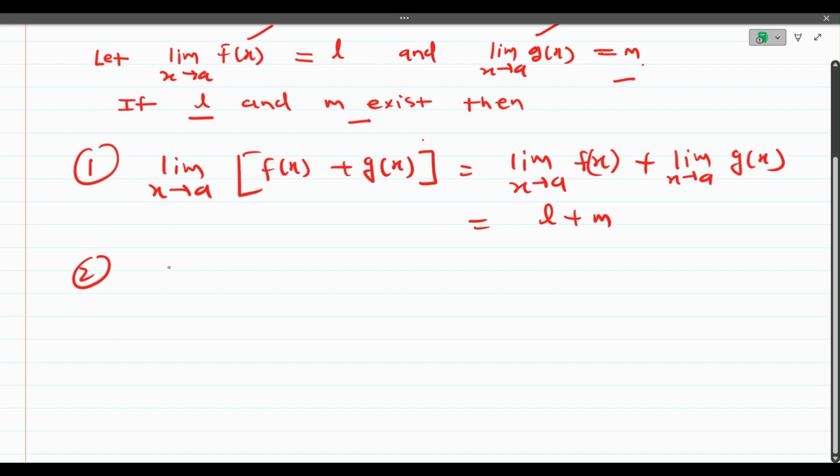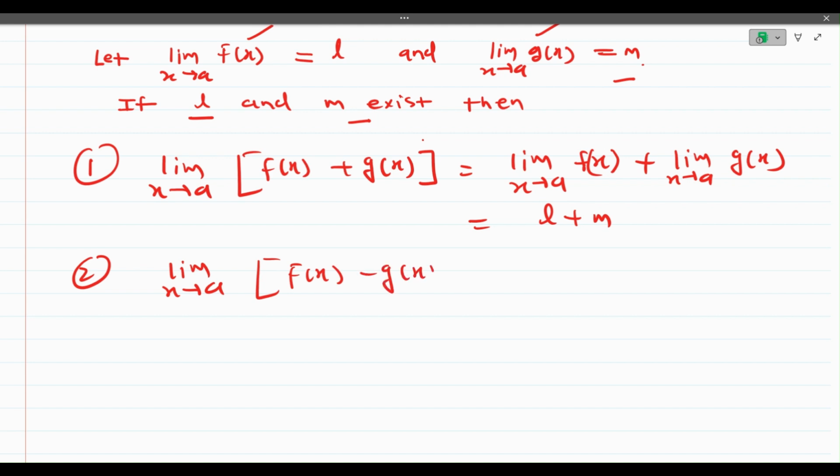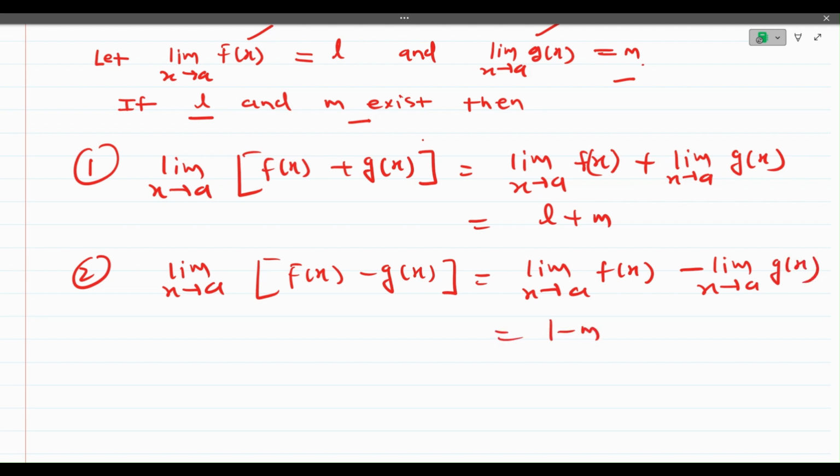Similarly, if it is the difference of two functions, f of x minus g of x, then we can individually find the limit of both the functions and then we can subtract them, or we can write L minus M.